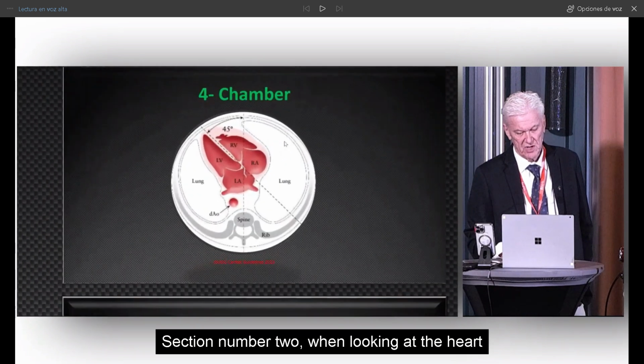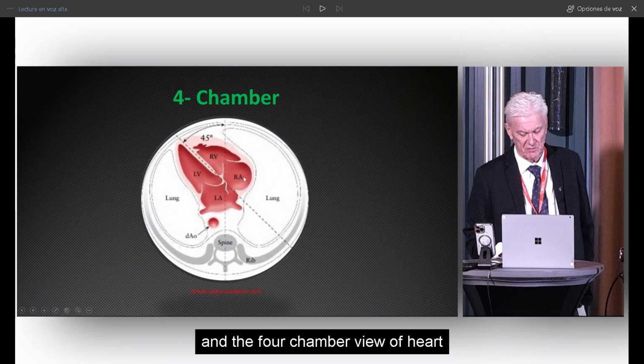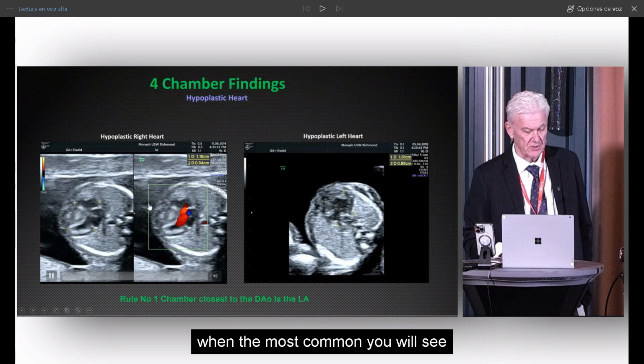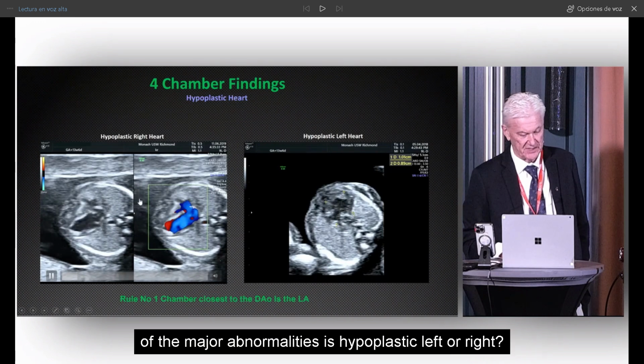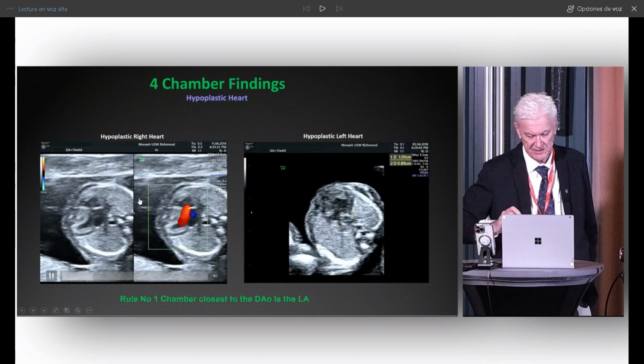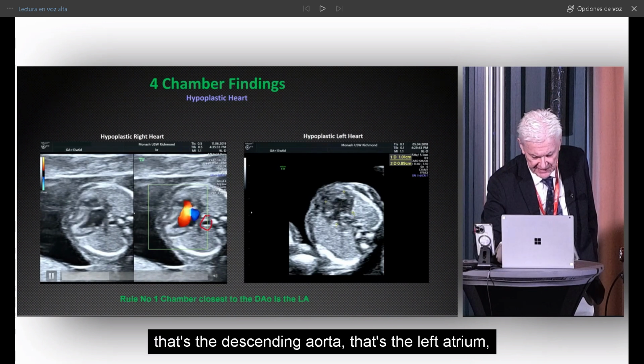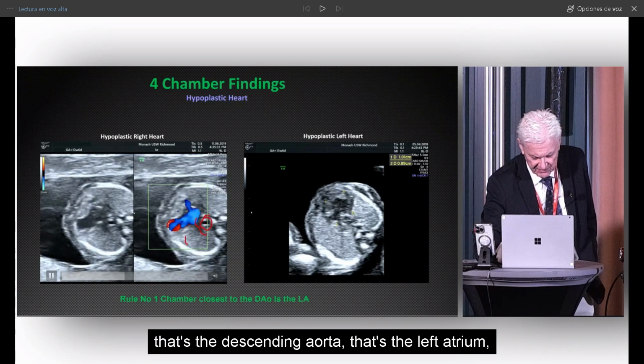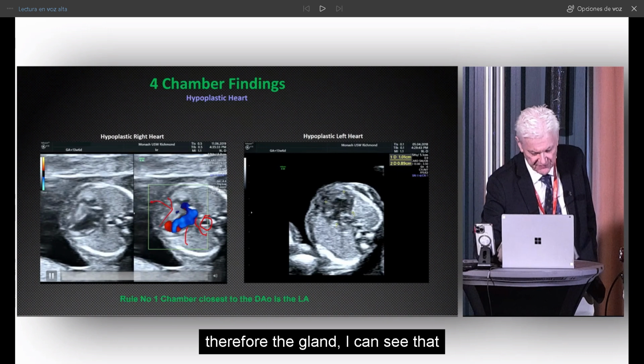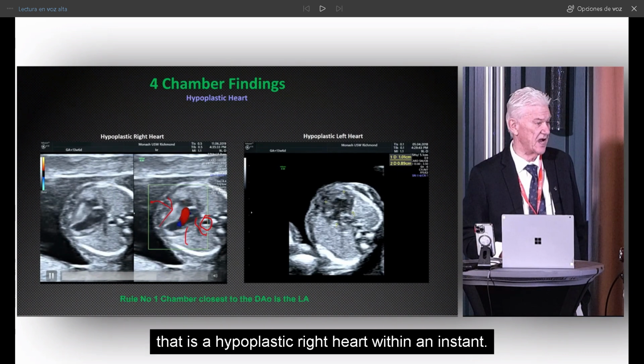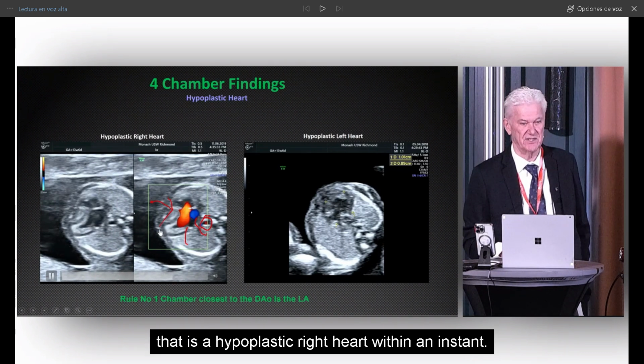Section number 2. When looking at the heart in a four-chamber view, one of the most common major abnormalities you will see is hypoplastic left or right heart. How do I know it's right? Because that's the descending aorta, that's the left atrium, that's the left ventricle, and therefore at a glance, I can see that that is a hypoplastic right heart within an instant.